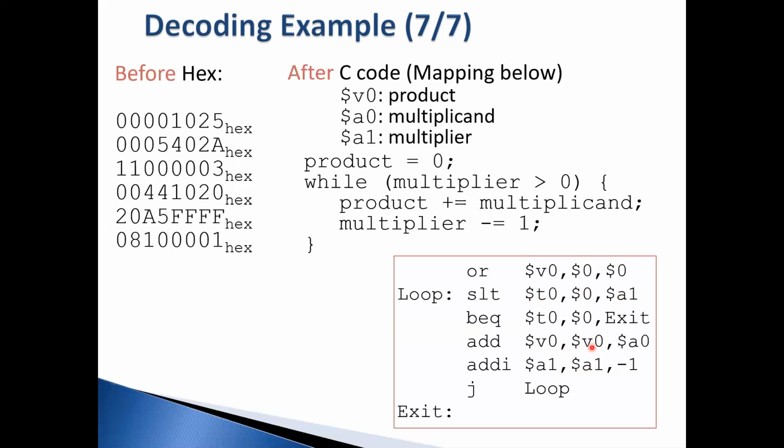And then here you just keep adding A0 to your current sum. It is kind of like a loop to sum up A0, A1 number of times. That's why I give it the name multiplication, because you keep adding the multiplicand n number of times, the multiplier times. Every time you do the sum, you subtract 1 so that you can count how many times you are adding. So this is how we convert the machine code into the equivalent code.